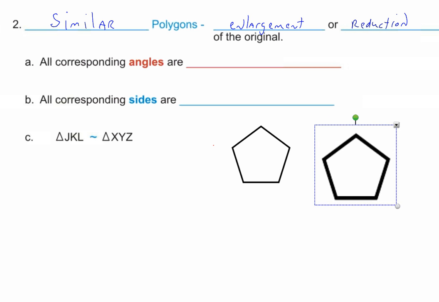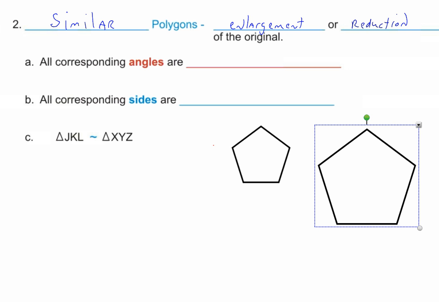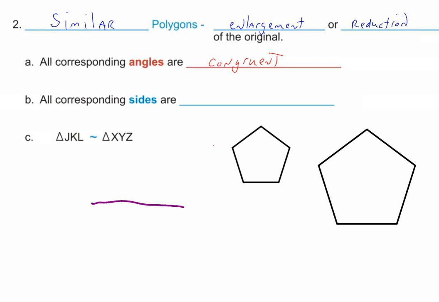And I'll enlarge this one. So what can you tell me about the angles? What happens to the angles? Kristen? They stay the same. So what's the technical word for that? The corresponding angles are congruent. Congruent.